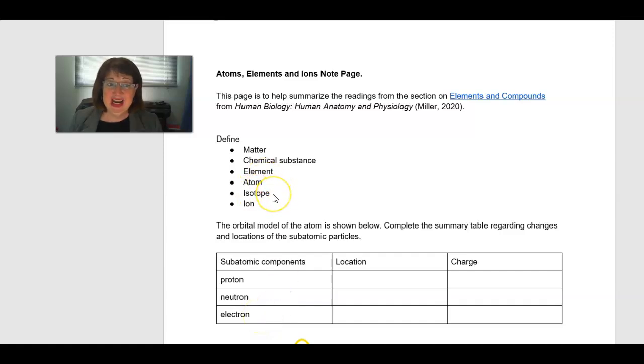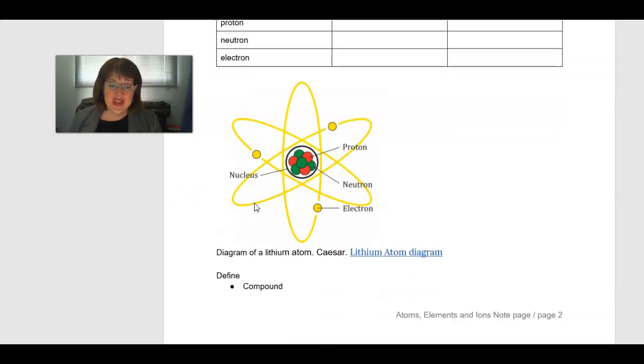Then we talked about an isotope. An isotope is when you change the number of neutrons, and often isotopes are radioactive. And then an ion is what happens when you lose or gain electrons. And ions come to be important when you're bonding or interacting. So we looked at that.